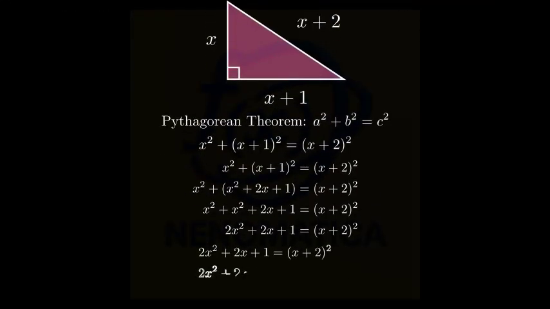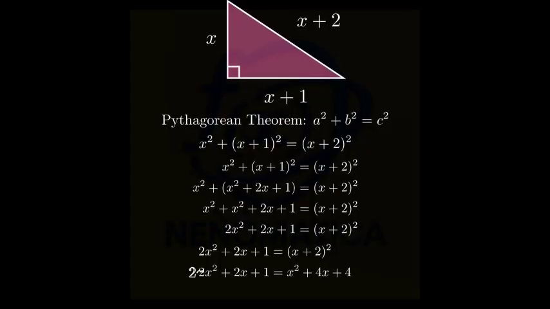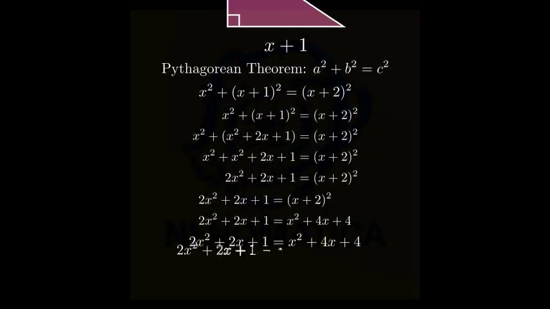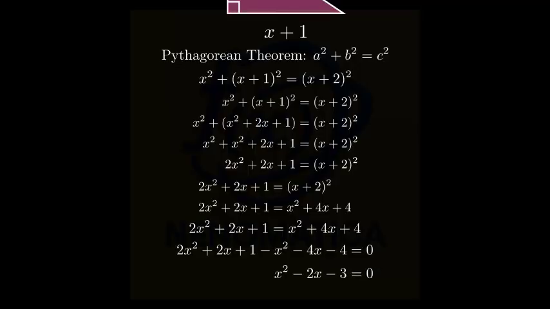On the right side, we have (x plus 2) squared. This expands to x squared plus 4x plus 4. Now, let's set these equal to each other. 2x squared plus 2x plus 1 equals x squared plus 4x plus 4. Let's rearrange to get our quadratic equation. 2x squared plus 2x plus 1 minus x squared minus 4x minus 4 equals 0. Simplifying, x squared minus 2x minus 3 equals 0.